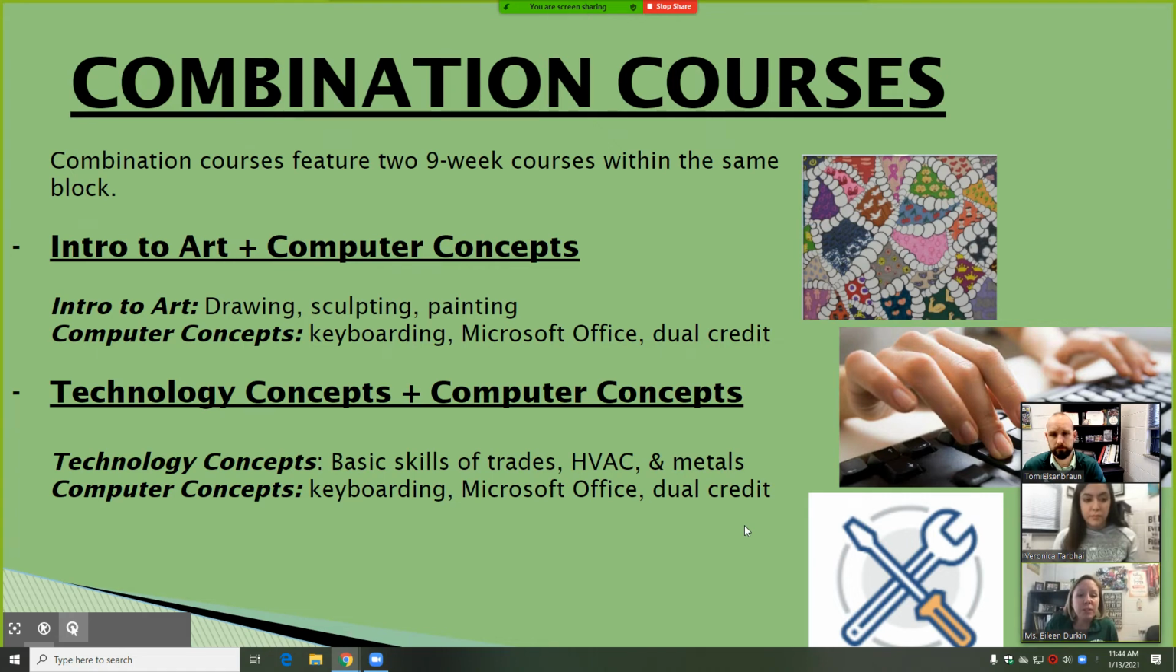The combination courses are 9-week courses. So it would be Computer Concepts, which as Mrs. Tarby already mentioned, is an intro to keyboarding in Microsoft Office. You would pair that with either Intro to Art, which is an introduction to the art area, or Technology Concepts, which is also an intro to the industrial tech shop area. So you have your choice of pairing Computer Concepts for 9 weeks with either Intro to Art or Technology Concepts.